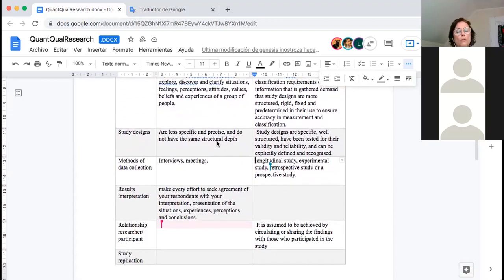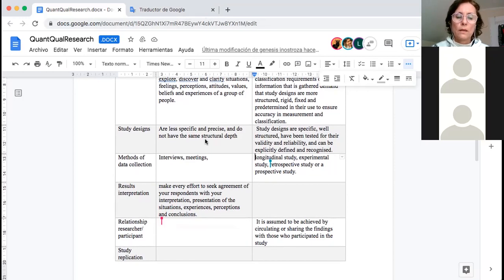More structure: all designs are structured, but quantitative designs are more structured and more rigid, not so flexible. Okay, study design, any other? Less specific. Yes, there is a general agreement that qualitative research designs are less rigid, less precise, and can be more adaptable, more flexible as the project develops and data are collected and analyzed. That's true to a certain extent, but it is also not as rigid or fixed as a quantitative research design.